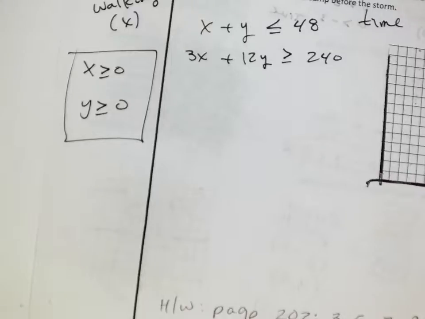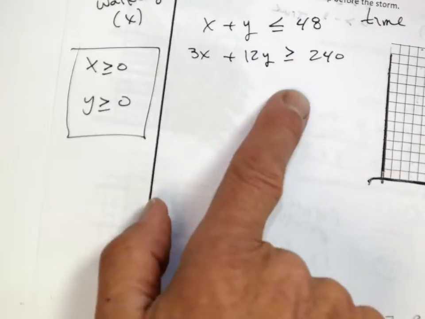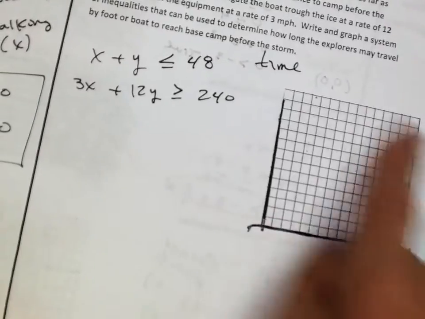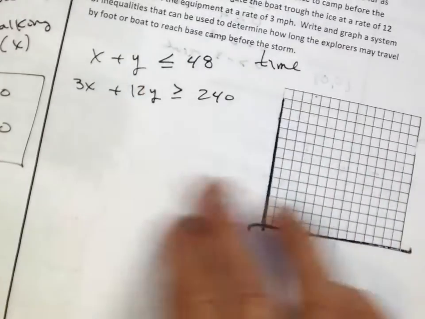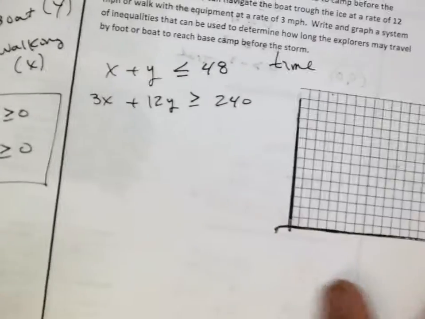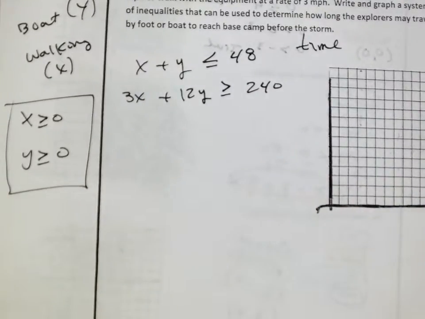Why? Because in this one, you can't walk or boat a negative number. You can't, because it's time out there, and you can't have a negative time. You guys agree with that? You can't have negative time, and you can't have negative distance. That'd be silly. So when we graph this whole thing, we've got to stay in quadrant 1. Anything in the other quadrants is irrelevant, because that's negative time and negative distance. These are equations you probably never would write, but they are part of the whole problem, okay?